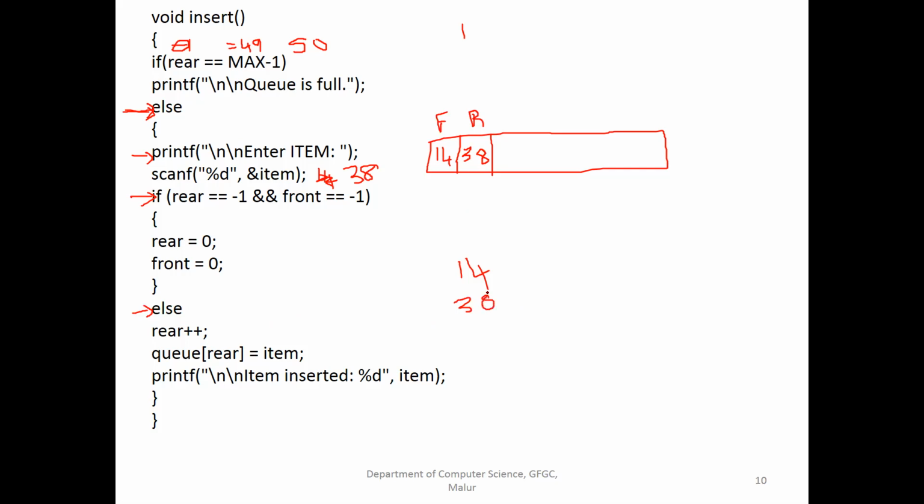Like this, you can keep on adding items up to 50 values, and every time you add, front will remain 0, and rear alone will get incremented.